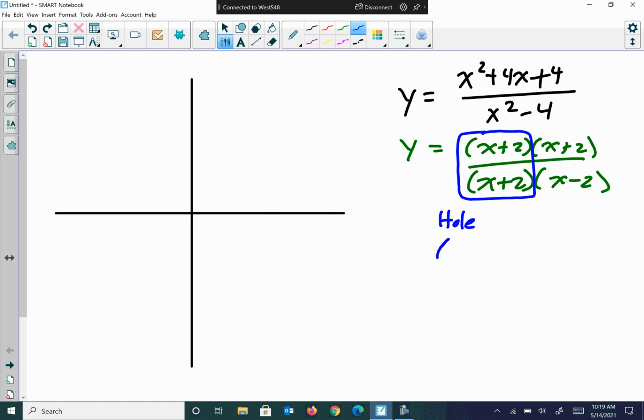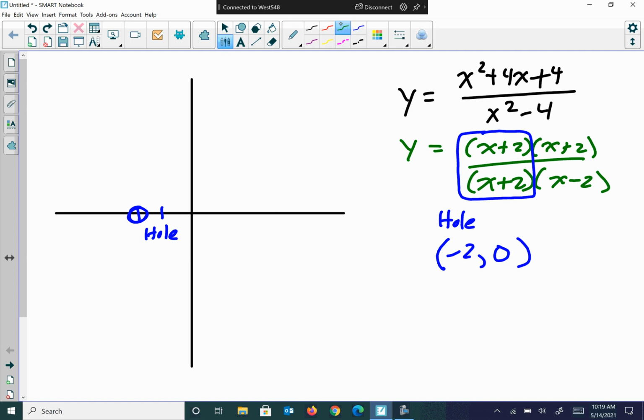So at -2, and how I get -2 is I would just set either of those binomials equal to 0. We would get that. And then if I plug -2 in, I get -2 plus 2 is 0, 0 over -4. So at -2, 0, I have a hole. Is that okay so far?